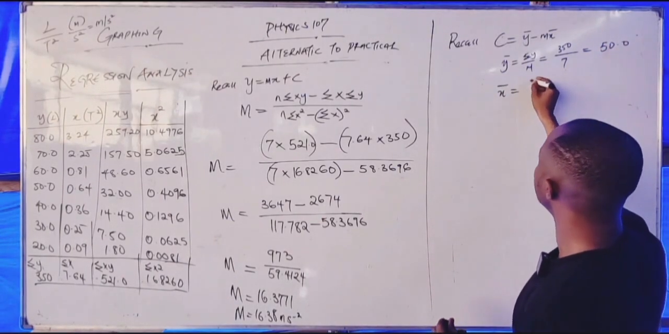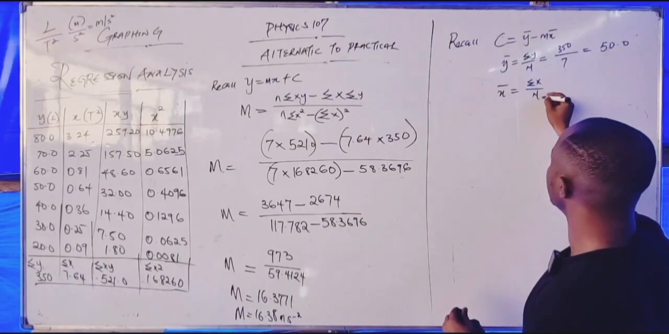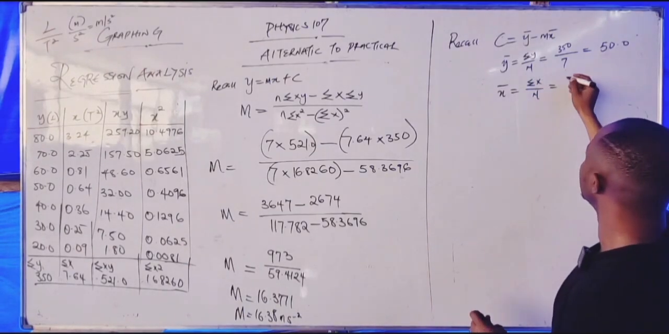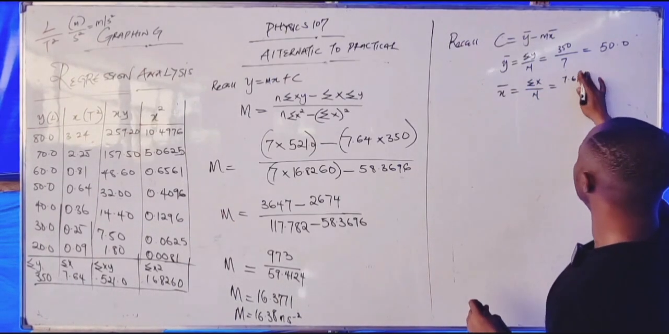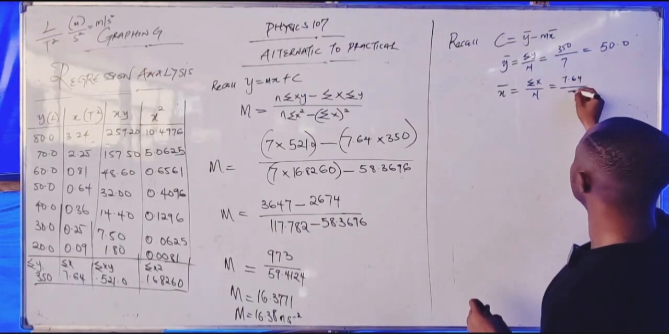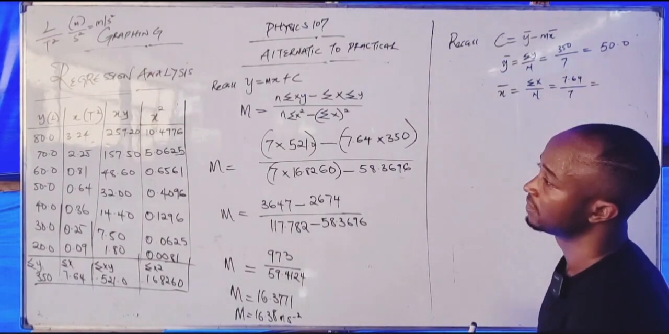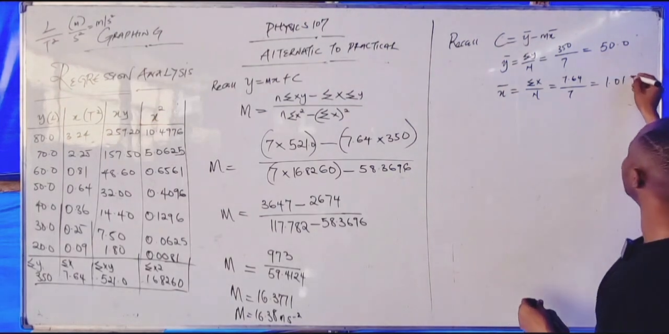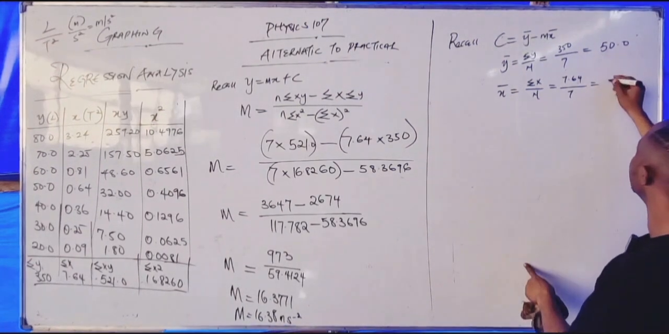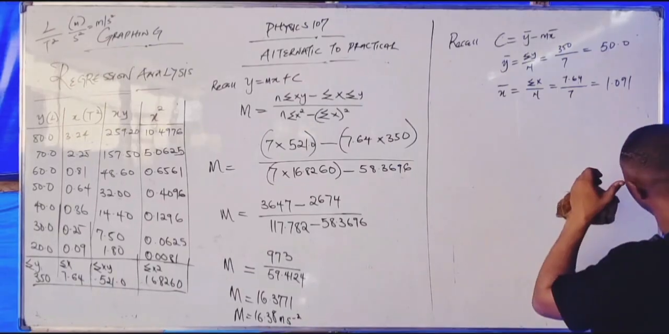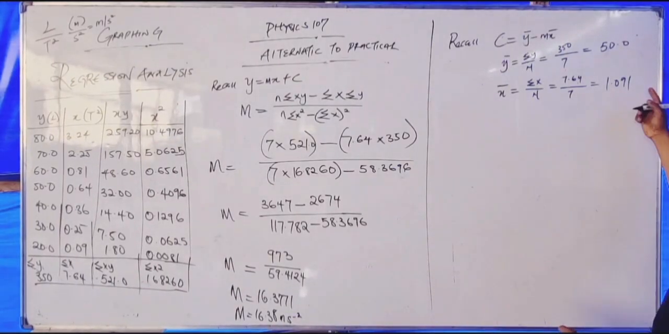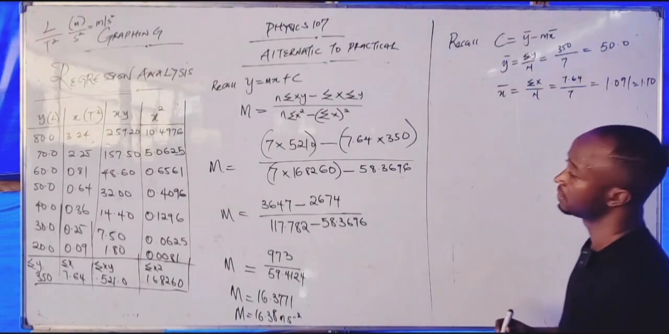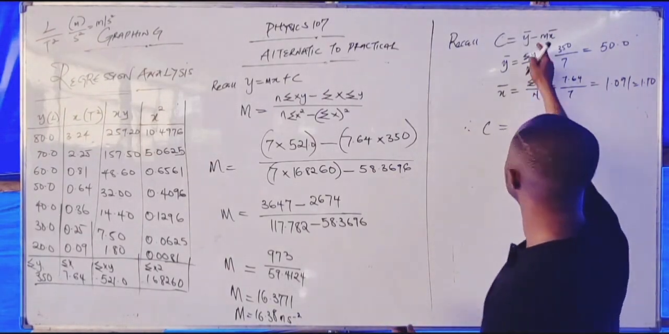Now let's solve for S bar. What's S bar? Sum of X over N. The sum of X is 64 over 7. What do you have there? 1.91. Happy? Okay, these are about 1.10, right?